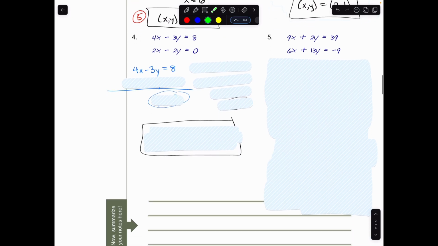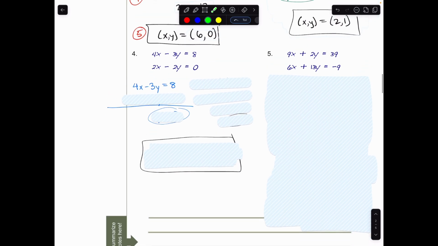Okay, now let's look at example number 4. The equations are both in standard form, so step 1 is done. Step 2, do we have opposites? No, we don't. So we have some choices.